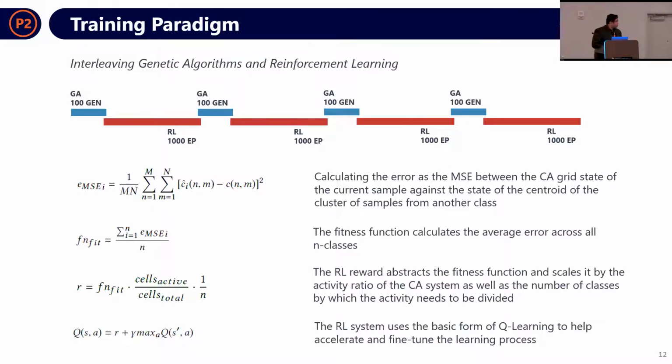To calculate the error, we have a Euclidean distance between the current sample and the centroid of the samples of another class, so as to maximize the difference of separation from one class and all the other classes. That's how we train this algorithm, so as to produce the maximum separation between classes in that random data set.